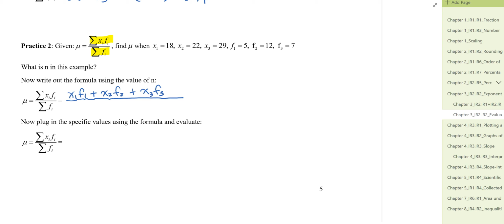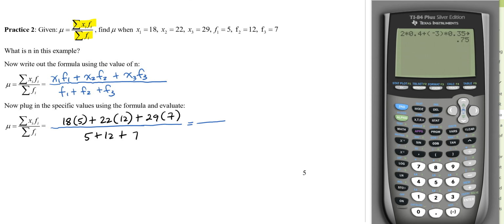In the denominator, I sum up all the fi's, which is f1 plus f2 plus f3. That's what the summation notation tells me to do here. Notice that since I have summation notation on top and bottom, I express them out separately here. All right, let's substitute it in. So notice that in the first step, I substituted in. x1 is 18, so 18 times 5, x2 times f2, x3 times f3, and the denominator f1 plus f2 plus f3. Now to evaluate, I can evaluate the numerator and denominator separately, then put them together.